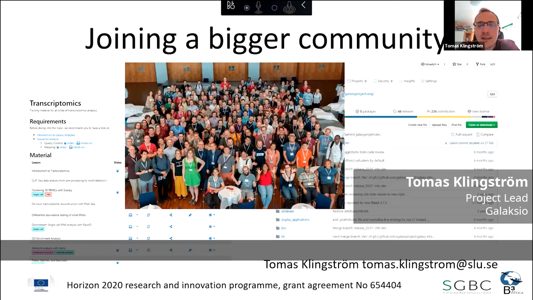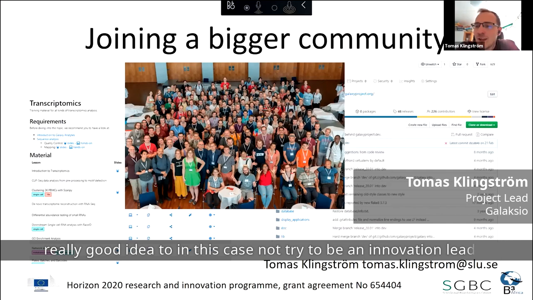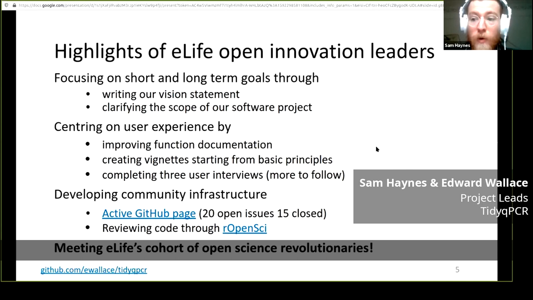Hopefully after the summer, we will be able to show that it was a really good idea to, in this case, not try to be an innovation leader, but rather be an innovation follower with some extra additions. What we've been focusing on is making sure that we have the infrastructure there so that when a community starts to develop, we can support it from day one.